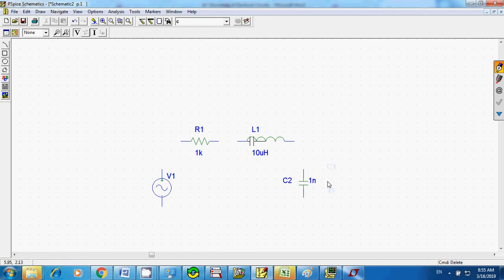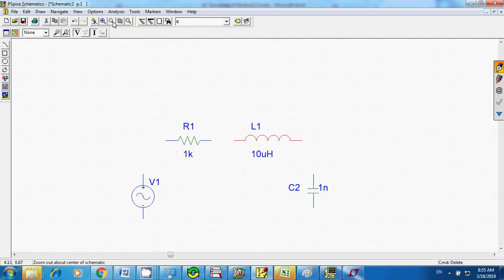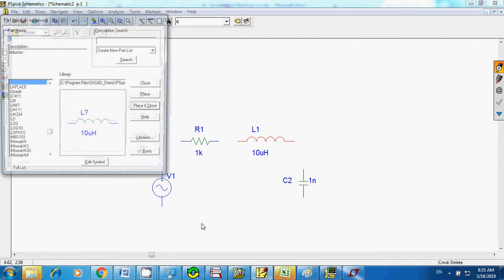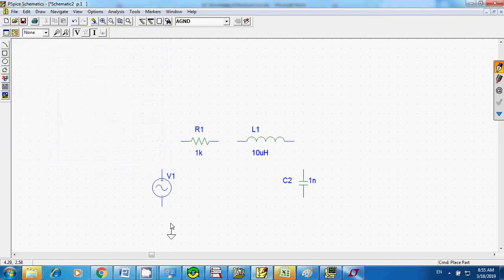I don't need this one. And then you also need ground, so type AGND. Then you make a connection wire, Control W. Oops, sorry. Alright, start over again, Control W.